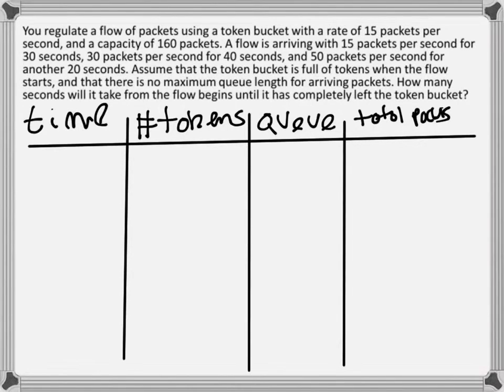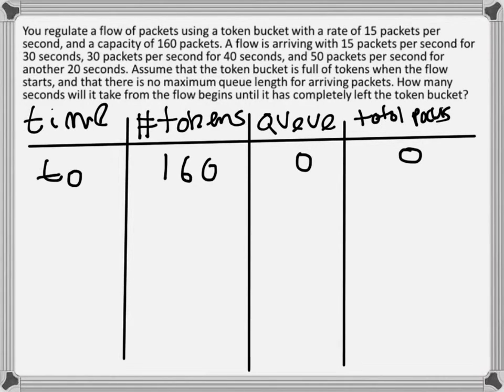Here we have another exercise with the token buckets. And again we are keeping track of the time, the number of tokens waiting, the queue, and the total packets which have been processed. So to begin with, we have the time as T0, so after no time. We have 160 tokens, that's our beginning condition. We have no queue, and we have no packets being processed yet.